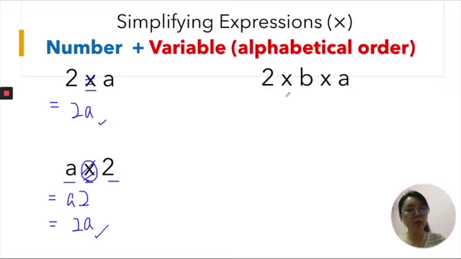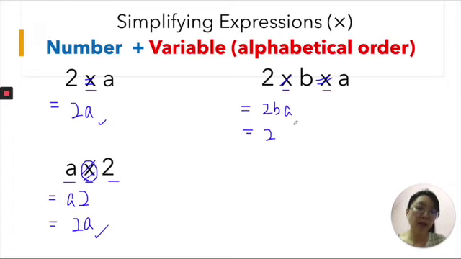What if I have 2 times B times A? They are unlike terms. 2 is different from B, B is different from A. But with this multiplication, I can put all of them together. 2, B, A, by just throwing away this multiplication. But this is not the way to write it. You have to put first number, and then starting from A, B, C, D. Yes, A first, then only B. You sing the song. The answer is 2AB.